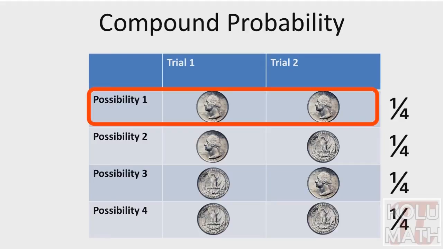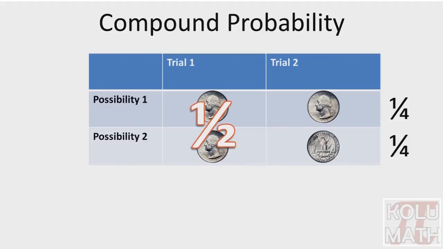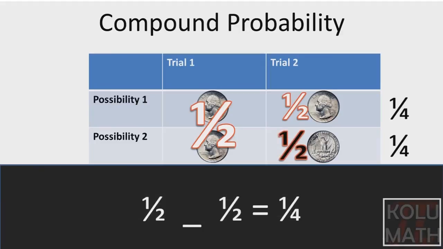Let's take a look at the numbers behind there and see if we can figure out how to get 1/4. Well, if we're trying to get 2 heads in a row, that means we need to get a heads on the first trial, which is a 1/2 chance. We also have a 1/2 chance of not getting a heads, getting a tails. But right now we're focusing on getting a heads. We have a 1/2 chance of getting a heads in the first trial and a 1/2 chance of getting a heads in the second trial. So that gives us these 2 probabilities here, 1/2 and 1/2.